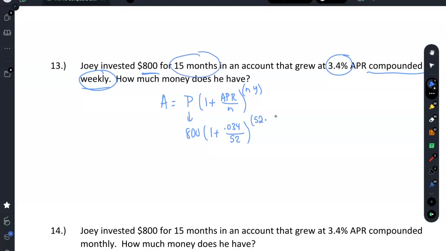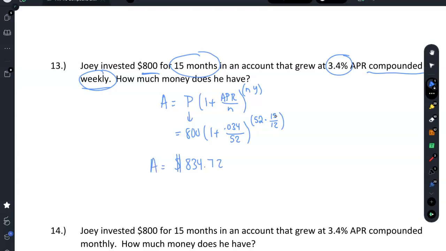So I'm going to have another 52 here. And then years, this is 15 months, and I showed you that trick a while ago. All we need to do is divide that by 12. So I'm going to type that in my calculator, 800 times 1 plus 0.034 divided by 52, close your parentheses, raise it to the 52 times 15 divided by 12, close your parentheses, and we get $834.72 when I round to the nearest cent.